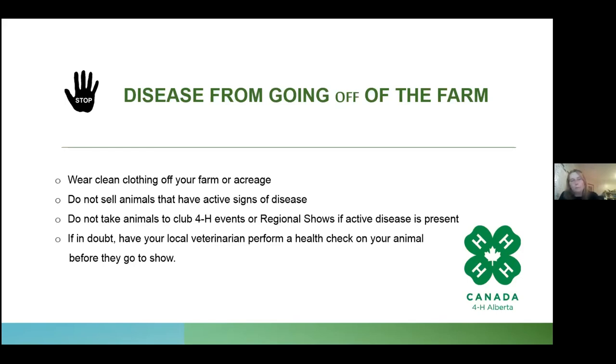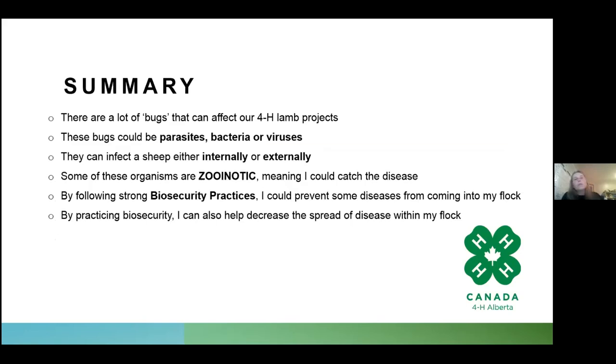All right, so just a summary of what we talked about tonight, just kind of a quick overview of some of the diseases. So there are a lot of bugs that can affect our 4-H lamb projects. These bugs can be parasites, bacteria, and viruses, and the parasites can be fungi, protozoa, arthropods.